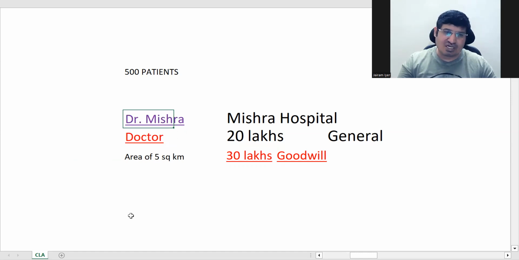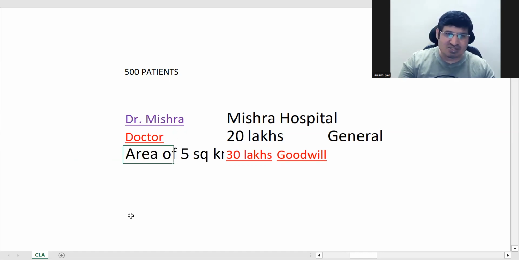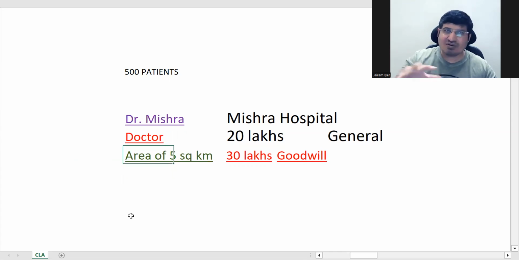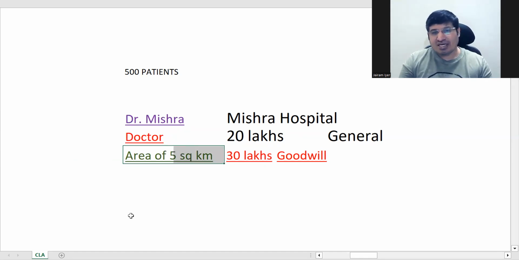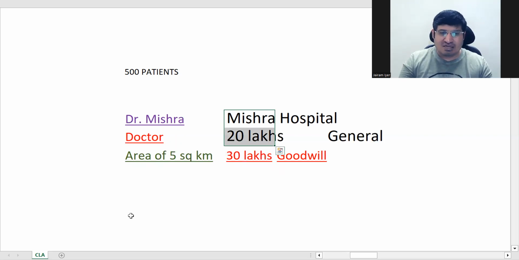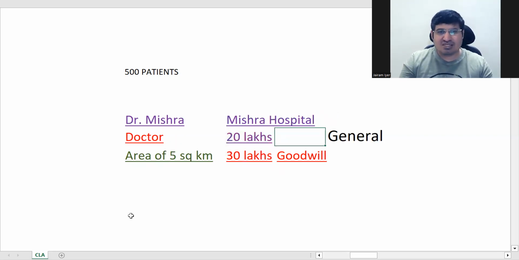Now let us think that this doctor is covering, let us say, an area of 5 square kilometers. Normally one clinic will cover a certain area, right? So people of other localities will go to some other clinic, right? Now you tell me, he has sold it for 50 lakhs, 30 plus 20 lakhs, right? 50 lakhs he has sold it for.